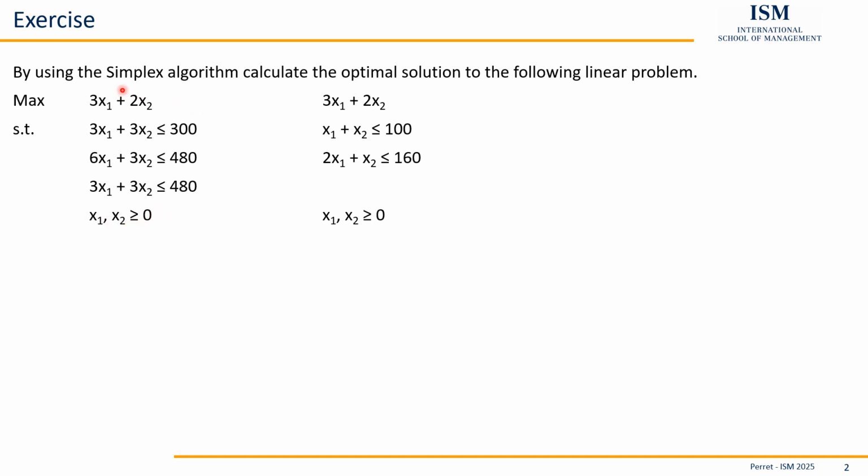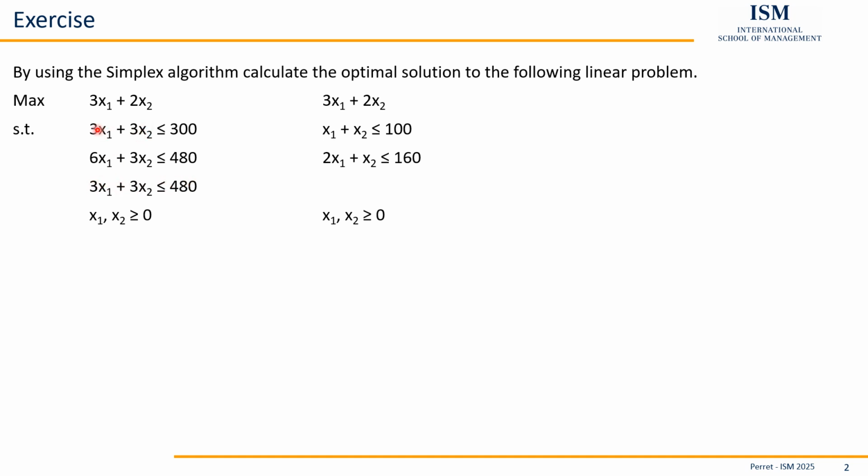Well, we could simply continue with this problem here and solve it, but this would not necessarily be the most efficient way to solve this issue, because first off, we can simplify our problem by dividing the inequalities by 3. So this would translate into x1 plus x2 smaller or equal to 100. And here 2x1 plus 1x2 smaller or equal to 160. This one would also be similar to the first one.